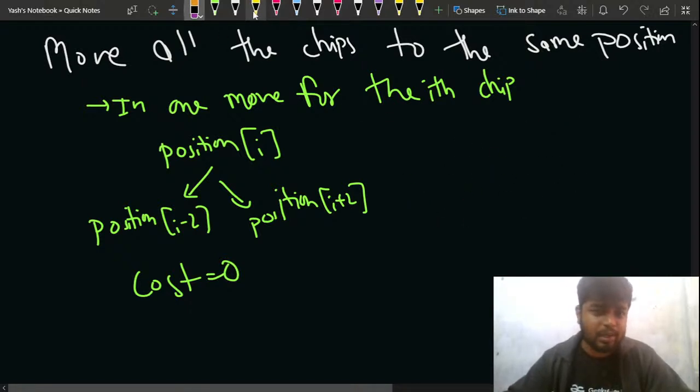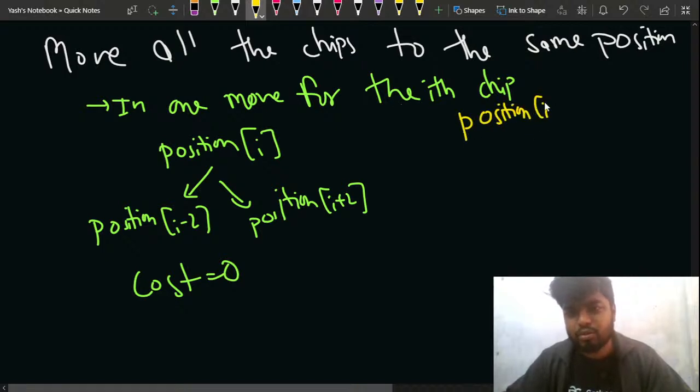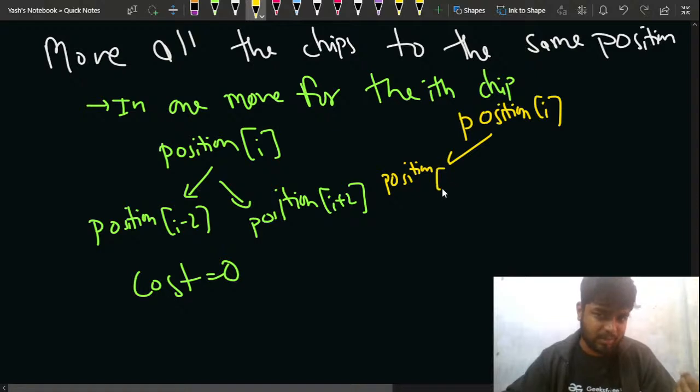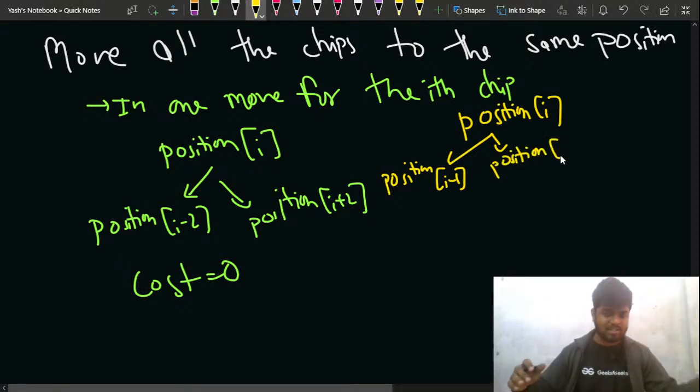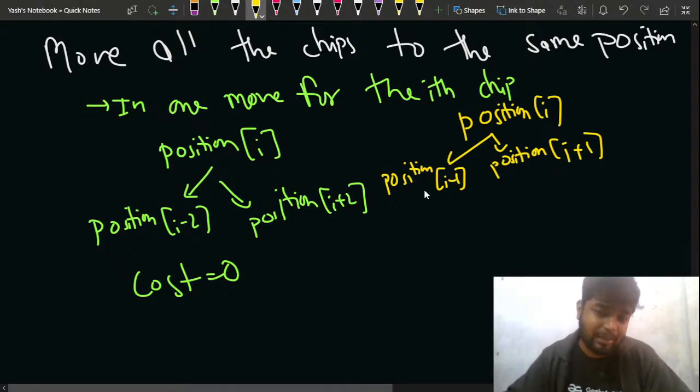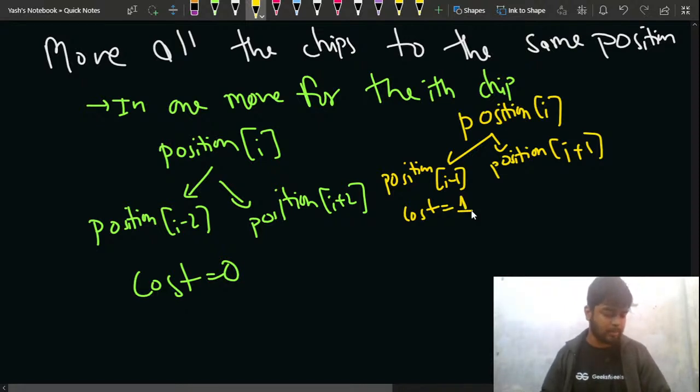Now another thing that has been given in this question is, let's say the position is position[i]. From that, you can change your position one step left, that is position[i] minus 1, or position[i] plus 1. That is, instead of moving 2 towards the left or 2 towards the right, you can move 1 towards the left or 1 towards the right, but for this your cost will be 1. Is this much part clear to everyone? Just quickly let me know.